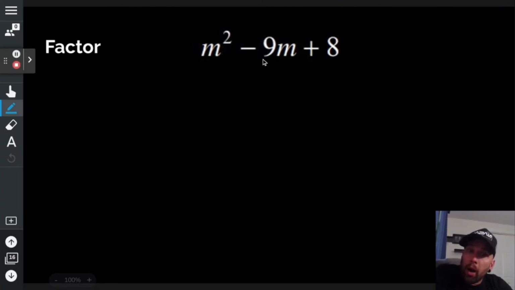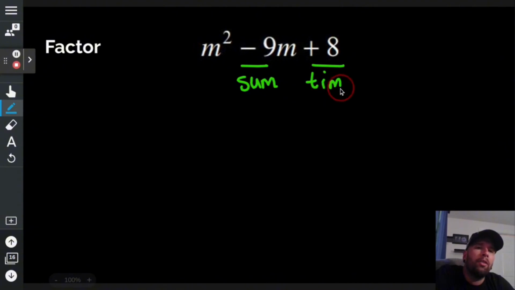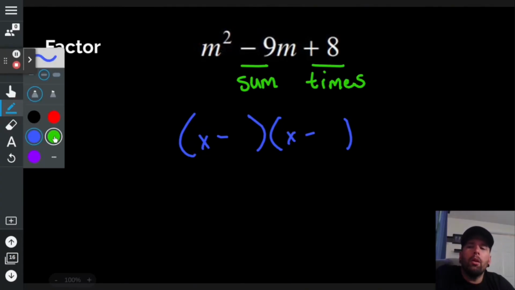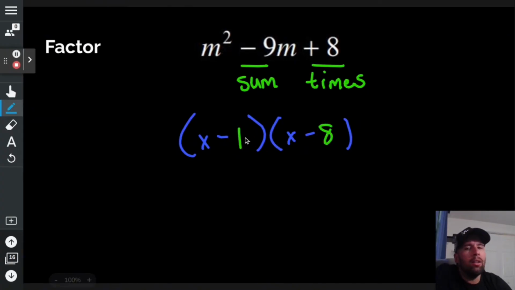It's a quadratic. I need to come up with two numbers whose sum is negative 9 and whose product is positive 8. Oh, they multiply to a positive but add up to a negative. That means they're both going to be negatives. Two numbers that multiply out to 8: 4 and 2. Negative 4 plus negative 2 is negative 6. No. How about 1 and 8? Negative 1 plus negative 8 is negative 9, so 1 and 8 it is. The order doesn't really matter.